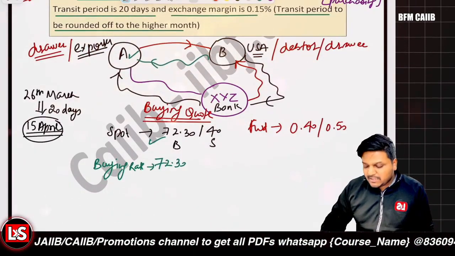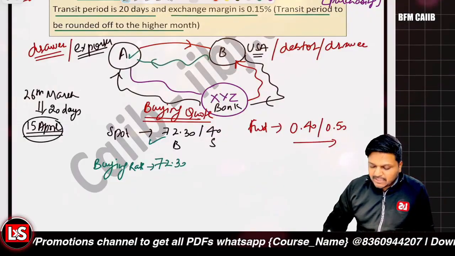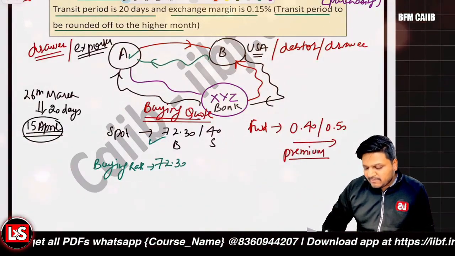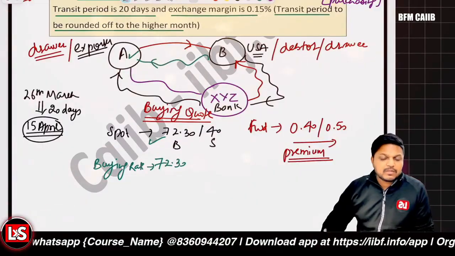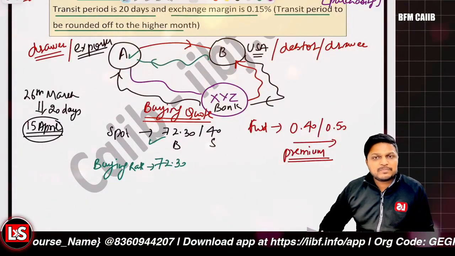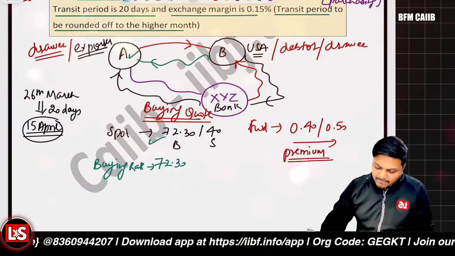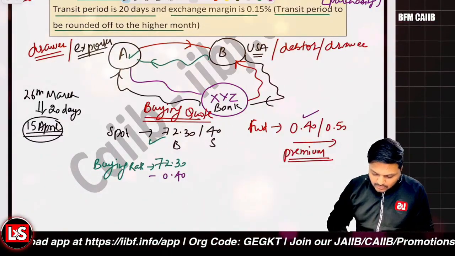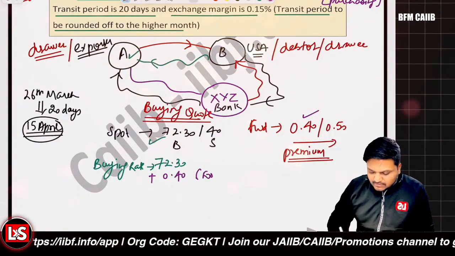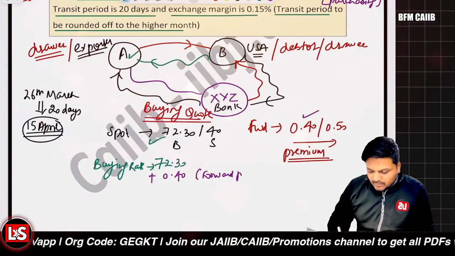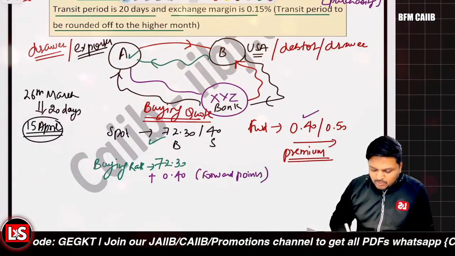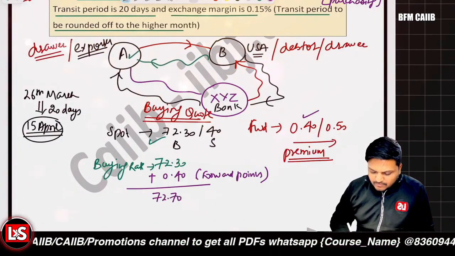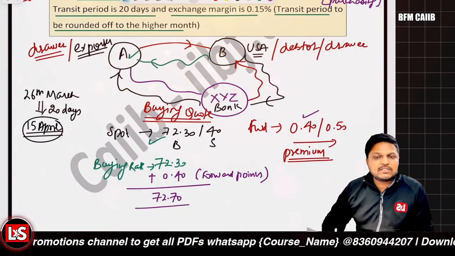Now the points are increasing from left to right. So it's a case that the currency would be available at premium. And whenever we say the currency is available at premium, the forward points are to be added up. So it is the buying forward points to be considered. So 0.40. Because the currency is available at premium, these forward points are to be added up. So it is 72.70.